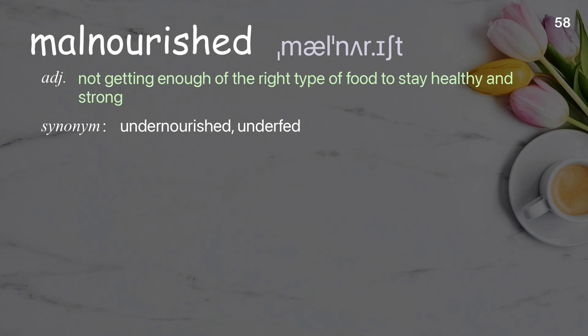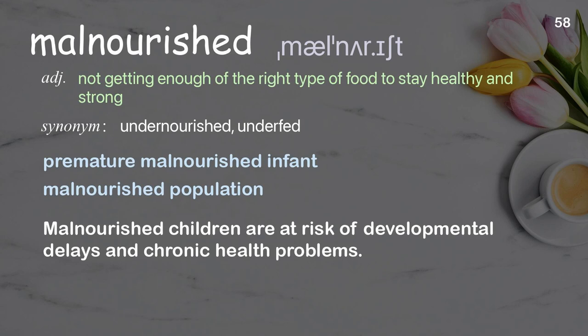Malnourished: not getting enough of the right type of food to stay healthy and strong. Examples: premature malnourished infant, malnourished population. Malnourished children are at risk of developmental delays and chronic health problems.